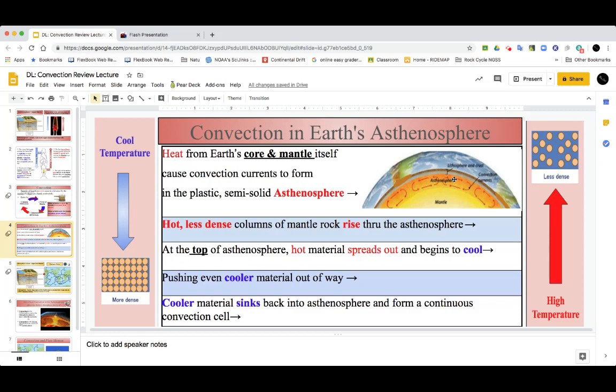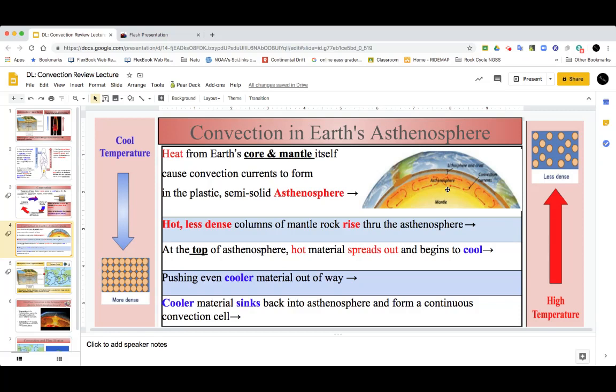So very similar to the lava lamp and a boiling pot of soup, we have the hot, less dense columns of rock rising up into the asthenosphere. At the top of the asthenosphere, that hot material spreads outward horizontally and naturally begins to cool, because now it's further away from the heat source, the deeper mantle and the core.